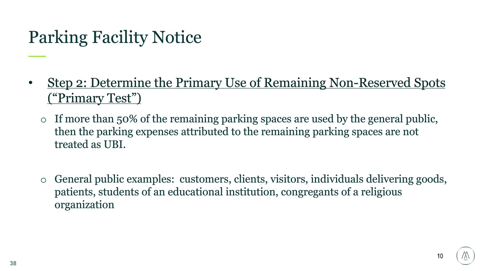If you look and see that less than 50% are for the public, more than 50% is used by your employees, then you have to move on. There's nothing that's calculated in step 2. There's no UBI calculated in step 2. This is just a determination as to whether you move on or whether you stop. So if you do have less than 50% for general public, you move on to step 3.